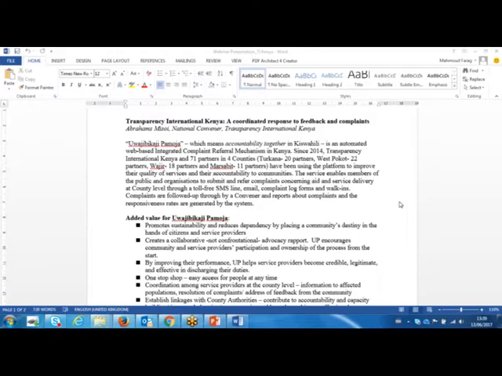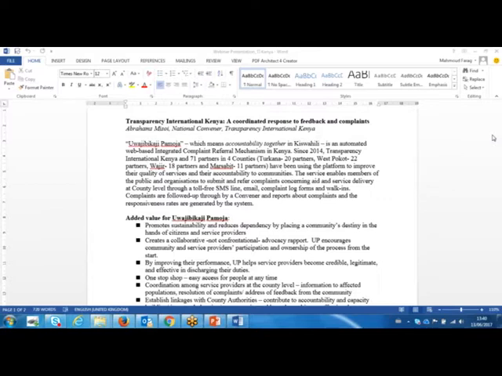But now Wajibikaji Pamoja, which is loosely translated to accountability together, came in after the social accountability. This is focusing on feedback response and complaints response, coordination of the response or feedback from the communities. Essentially, this is a Kiswahili word, and it is an automated web-based integrated complaint referral mechanism. It's being implemented in Kenya by Transparency International Kenya together with 71 partners within the 4 counties I mentioned. We have 20 partners in Turkana, 22 in West Pokot, 18 in Wajir, and 11 in Marsabit.